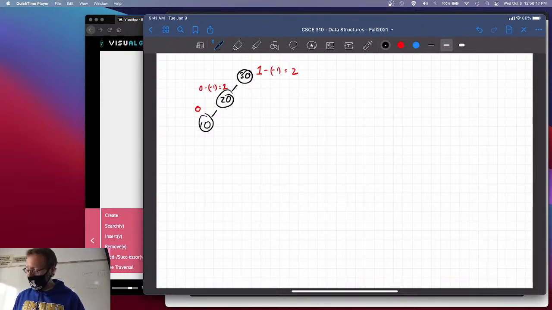Let's look at another example though. 30, where it's unbalanced to the left initially. Oops.